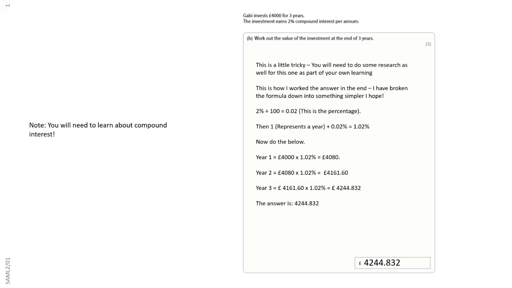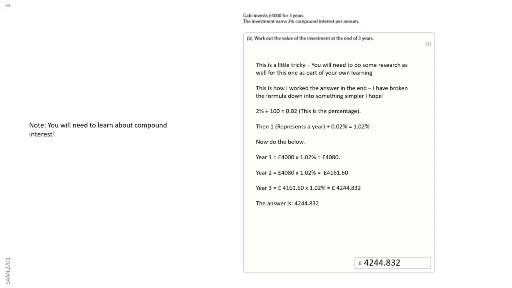So year 1, for our £4,000, we times that by 1.02, which gives us £4,080. For year 2, we now get interest on the £4,080, so we times that by 1.02 again, which gives us a total of £4,161.60.